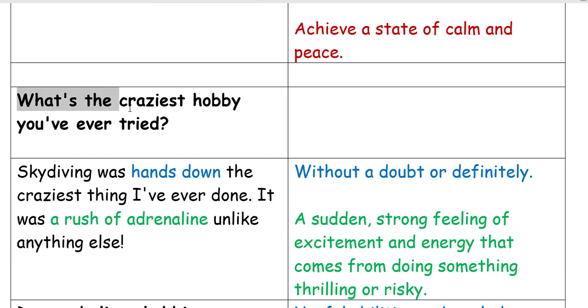What's the craziest hobby you've ever tried? Skydiving was hands down the craziest thing I've ever done. It was a rush of adrenaline unlike anything else. The phrase hands down means without a doubt or just definitely 100%, right? So hands down. Next, a rush of adrenaline means a sudden, strong feeling of excitement and energy that comes from doing something thrilling or risky. Okay, why? Because you are afraid to die, but you get a lot of joy doing it. So you get a lot of rush of adrenaline.